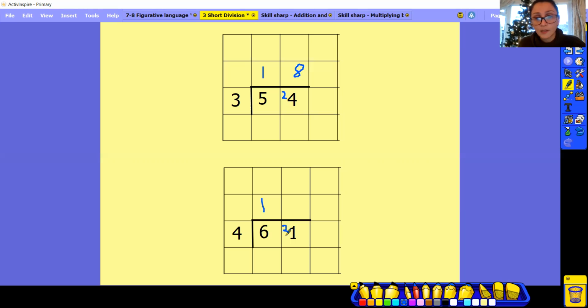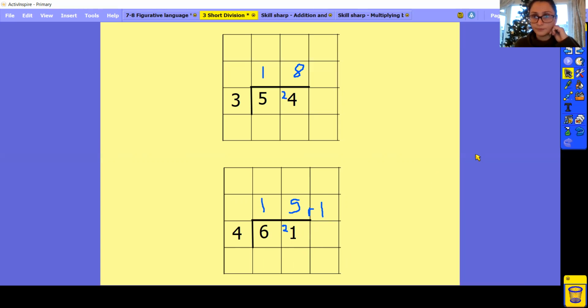So now we're doing 21 divided by 4. Again, let's do our 4 times tables. 4, 8, 12, 16, 20. I can't go any higher than that because I only got 21. So we can go in 5 times. However, because you had 20 and you have 21, how much do you have left over? Well done if you said a remainder of 1. So 61 divided by 4 equals 15, remainder 1. So there is a remainder there.